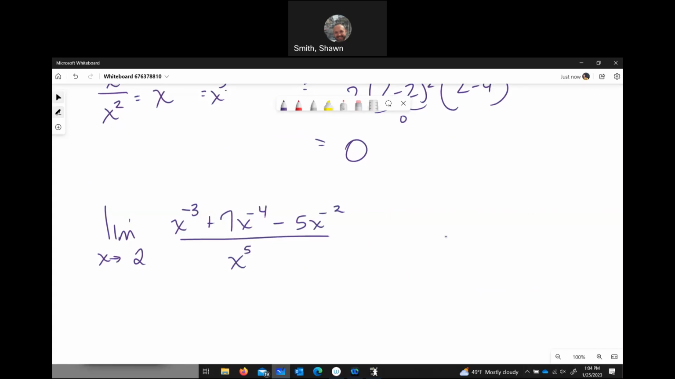Now you may or may not be familiar, or haven't seen in a while, negative exponents, but a negative exponent can be rewritten as positive exponents easily if you wanted to. All you have to do is, this is a single monomial term right here, right? x to the fifth in the denominator. So I could rewrite this as a much simpler expression: x to the negative 3 over x to the fifth plus 7x to the negative 4 over x to the fifth minus 5x to the negative 2 over x to the fifth, and then simplify each one of these individual fractions. Makes it a little bit easier.